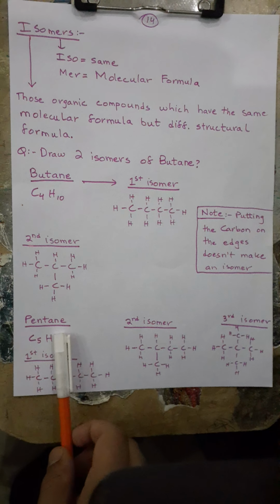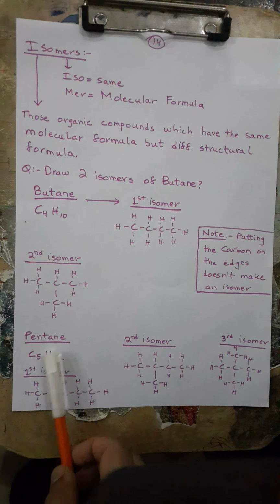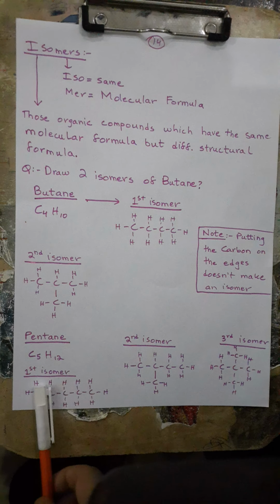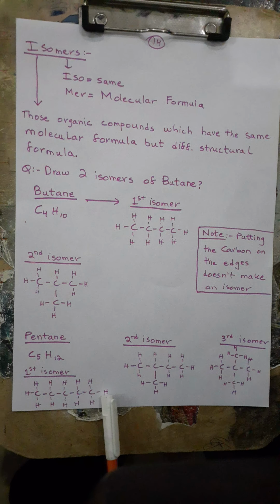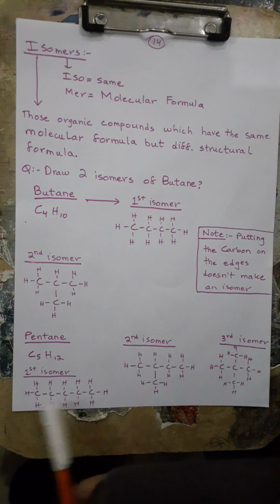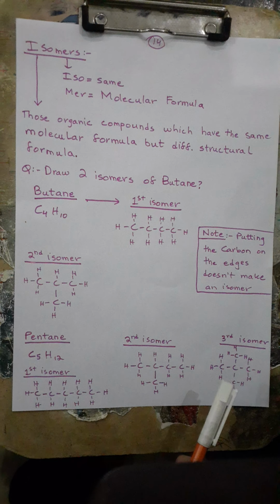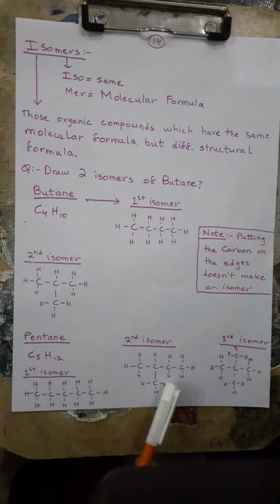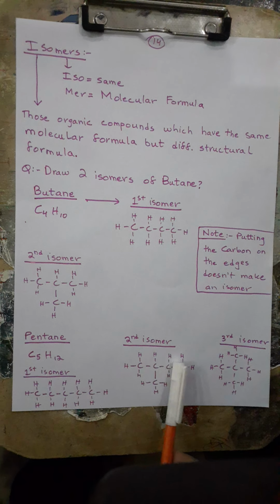Now pentane. Pentane is C5H12, and this is its first isomer, the simple one. For the second isomer, we take any carbon at the corner, like the first or the last carbon, and attach it to a carbon which is not at the edge. So we attach it here at the second carbon. If we take this carbon and attach it on the second carbon, it makes the second isomer.